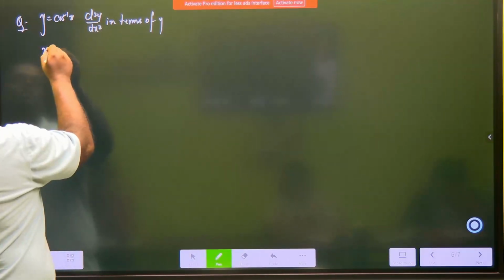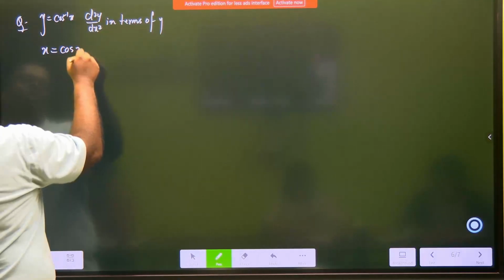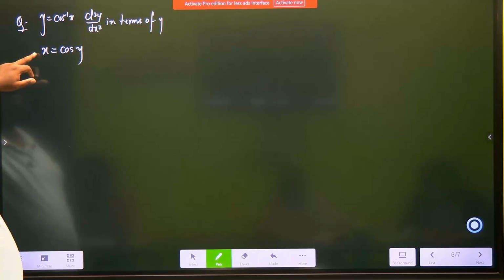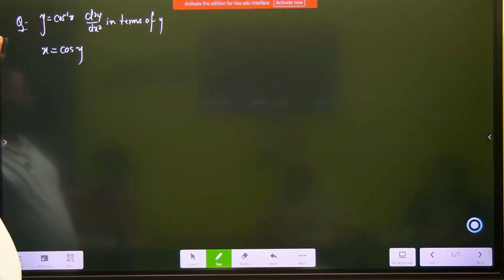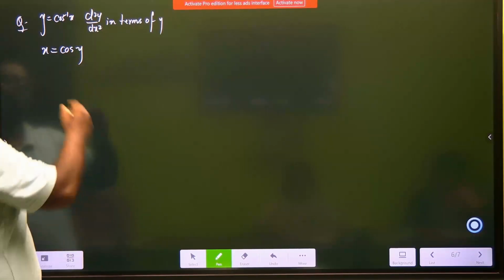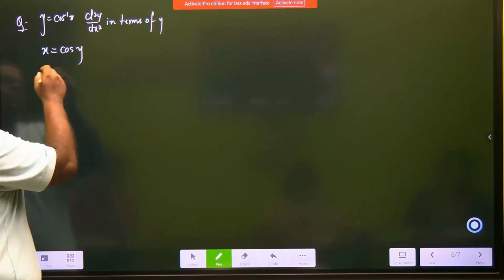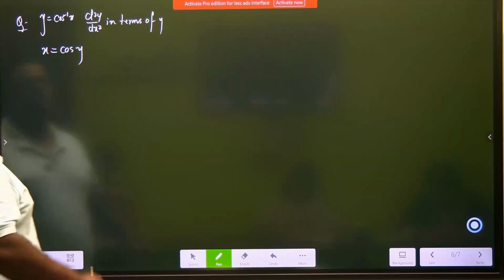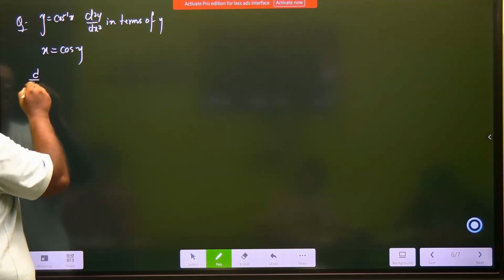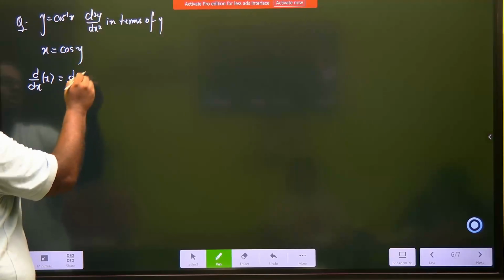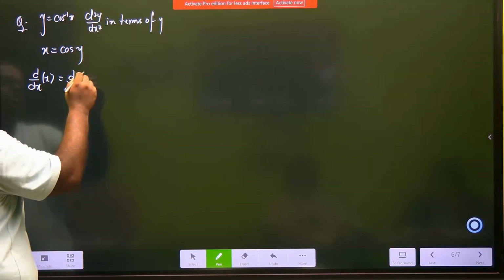We can write x is equal to cos y, right? Sine 30 is equal to half, so sine inverse half is equal to 30. Did you understand this? Shall we take d/dx of both sides now? If you differentiate both sides with respect to x, we write d/dx of x is equal to d/dx of what?